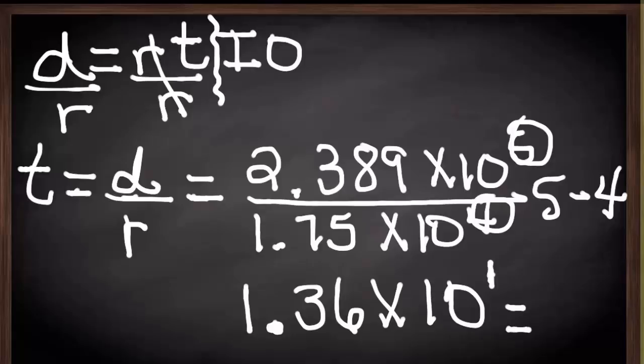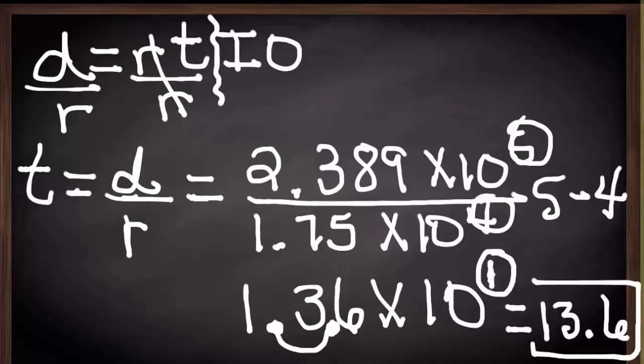Well, now let's convert that back to standard. In order to convert from scientific notation to standard, you simply look at your exponent. If it's positive, move your decimal to the right. If it's negative, move your decimal to the left. Since it's positive, we're going to move our decimal one space to the right, and we get 13.6. So it would take Travis 13.6 hours to travel one way to the moon.